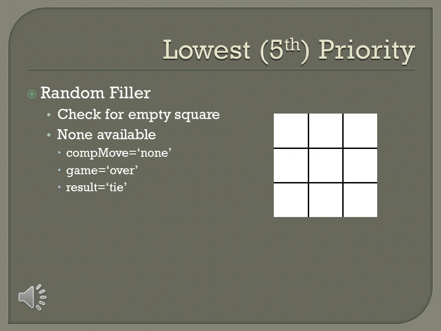We have this as the lowest priority because it is basically just checking to see if a square is empty, and it only uses this if there's no other technique that it later finds that is better and more tactful to use.